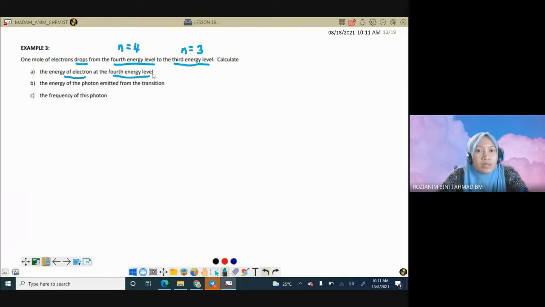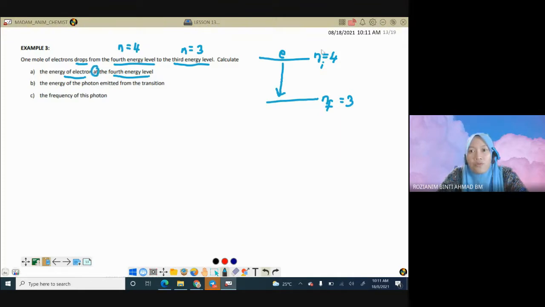Apa maksudnya? So, bila kita lukis a diagram, N equal to 4, which is the initial stage, and final equal to 3. So, dia kata drop. So, electron to fall back. Equation, calculate energy at, nampak dia at N equal to 4. Adakah nilai tenaga tersebut after electron transit? Maksudnya after the movement of electron. Sebelum ke selepas electron tu jatuh?